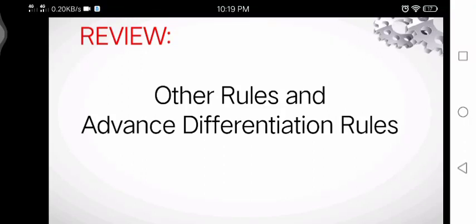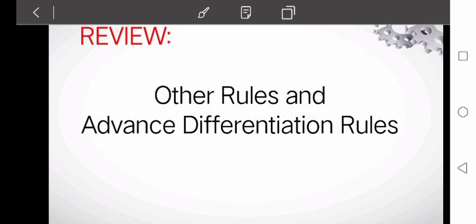Hello, good day. So ngayon naman, we will talk about the derivatives of our transcendental functions. So before we proceed, let's have a review first of our last discussion, which are other rules and advanced differentiation rules.